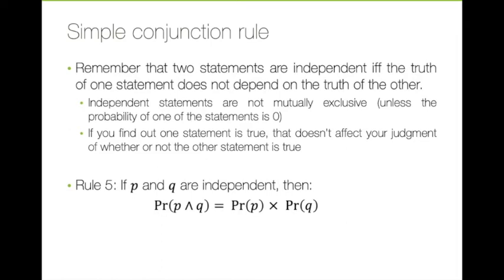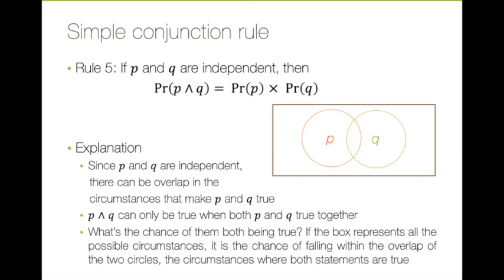If you find out one statement is true, though, that shouldn't affect your judgment of whether or not the other statement is true. That's what independence means. So if you have two sentences, P and Q, and you know that they're independent, then we can get the probability of the conjunction of P and Q. And that's given by the probability of P times the probability of Q. How can we motivate this rule?